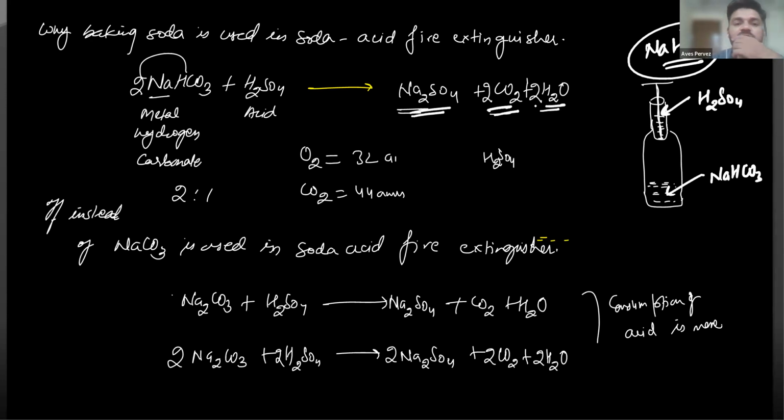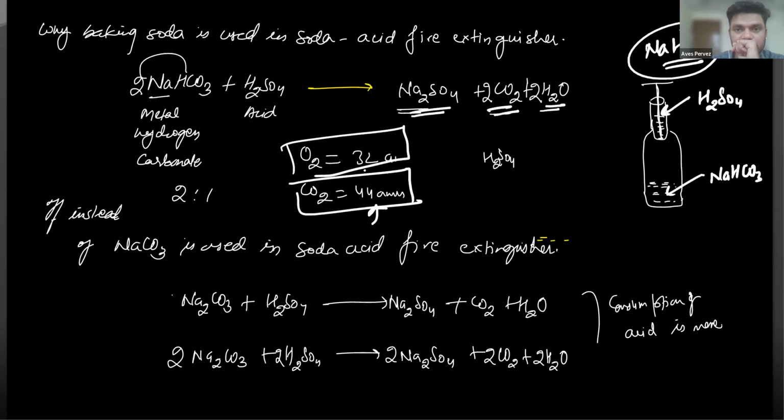Since carbon dioxide is produced instantly, it is used as a fire extinguisher. The mass of carbon dioxide is 44 and the mass of oxygen is 32, so carbon dioxide is heavier than oxygen. It comes to the lower level, replaces the oxygen from the fire, and the fire gets extinguished. This is the reason why baking soda is used in a fire extinguisher: it reacts with acid and gives carbon dioxide, and this carbon dioxide helps in extinguishing the fire. How does it help? Tell me.